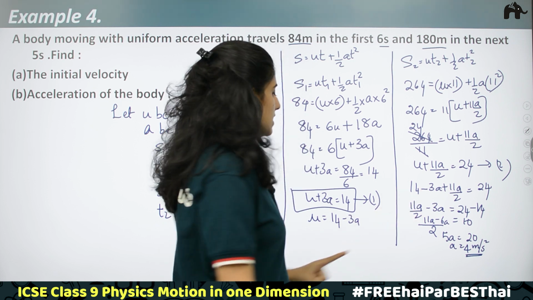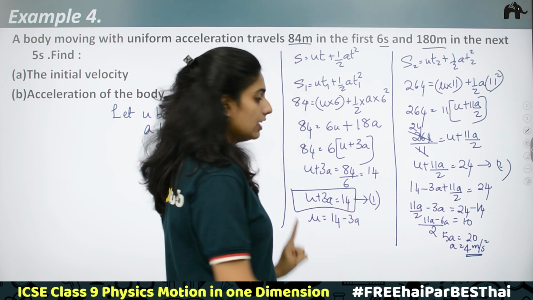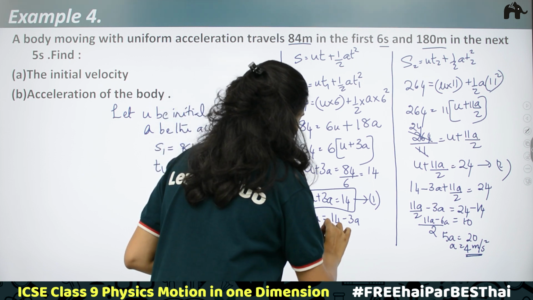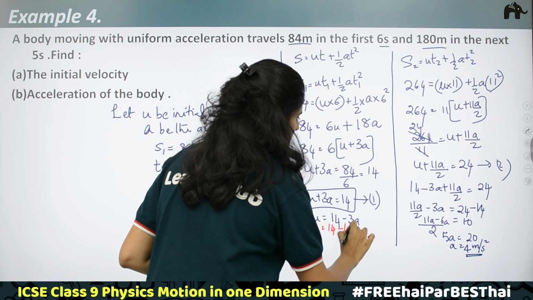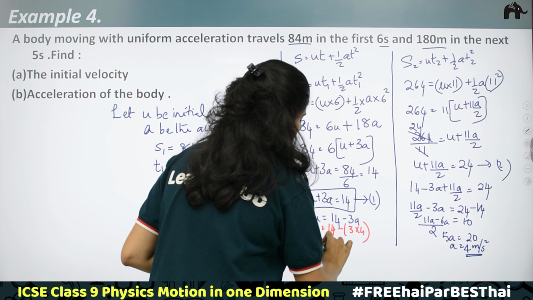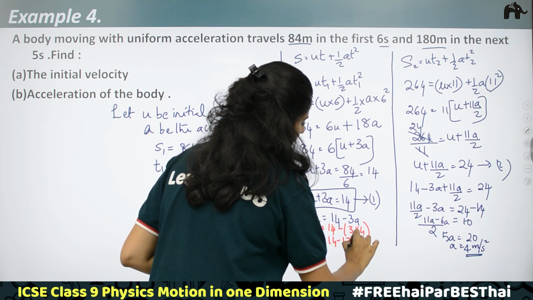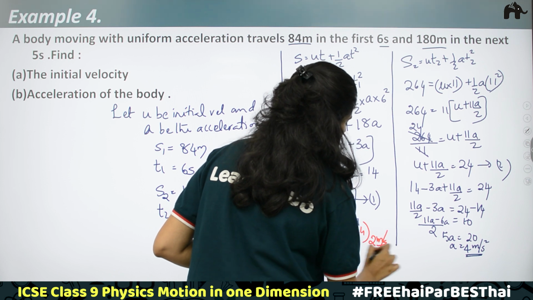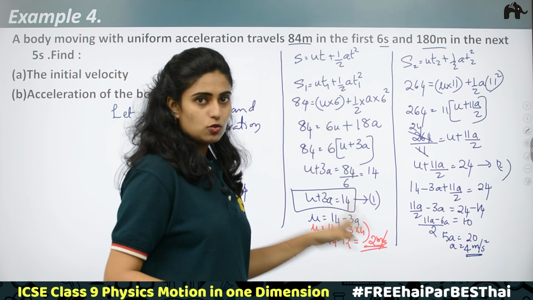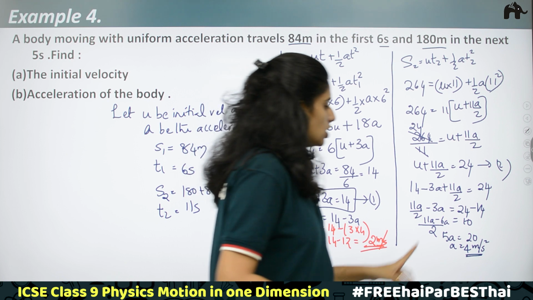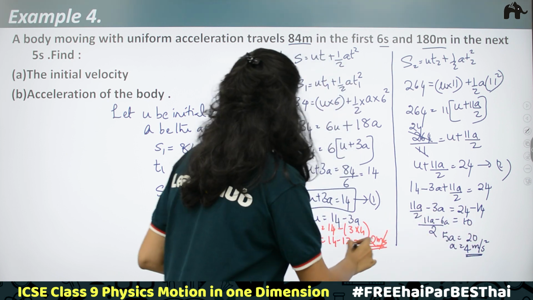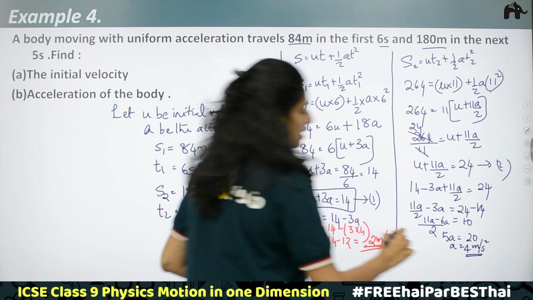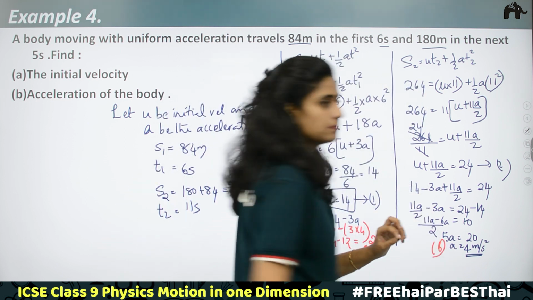Okay, now we'll substitute the a value in this equation to find what u is. So u will be equal to 14 minus 3 into 4, which is 14 minus 12, and that is equal to 2 meter per second. So the initial velocity is 2 meter per second and acceleration is 4 meter per second square. So this is the answer to the first question, that is A part, and this is the answer to B part.